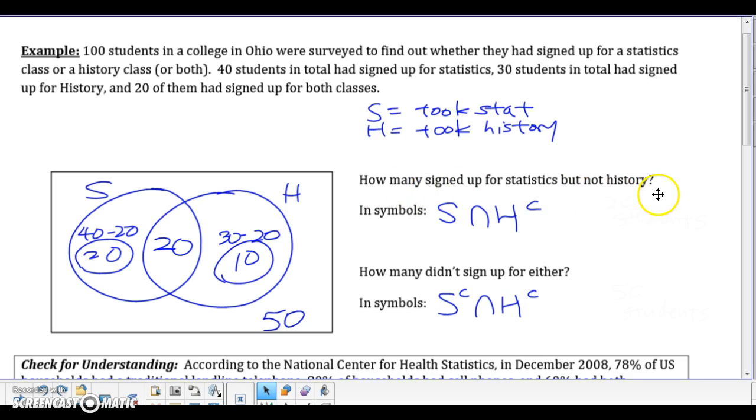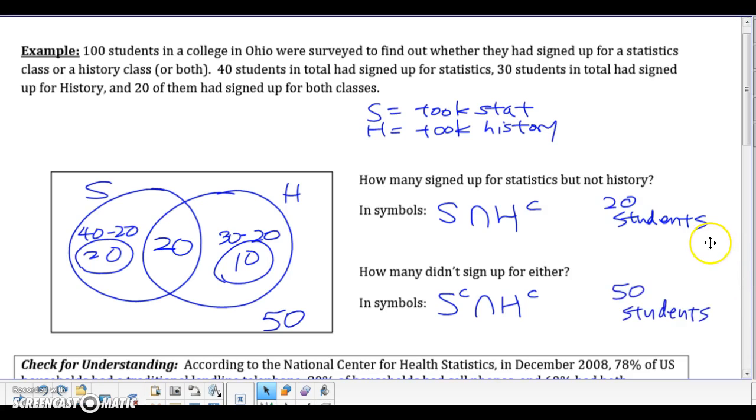So let's go ahead and answer this question. How many signed up for statistics but not history? So students that signed up for statistics but not history, that would be this region here, which is going to be 20 students. How many students didn't sign up for either? Of course, would be the people who are in this outside region, and we had 50 students that did not sign up for either class.